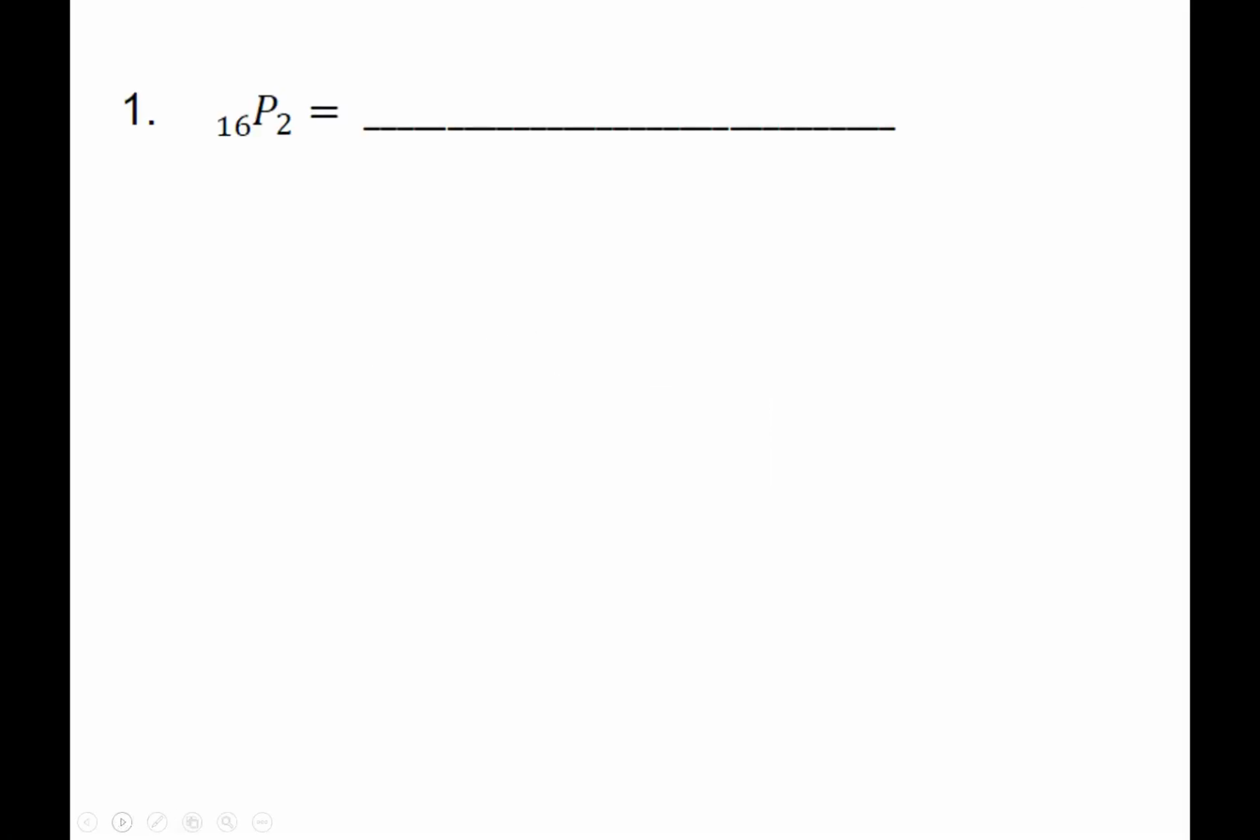All right, so we're going to look at our study guide. Here we go. So we have 16P2. That comes from our formula nPr, which equals n factorial over (n minus r) factorial. So in this case, our n is 16 and our r is 2.